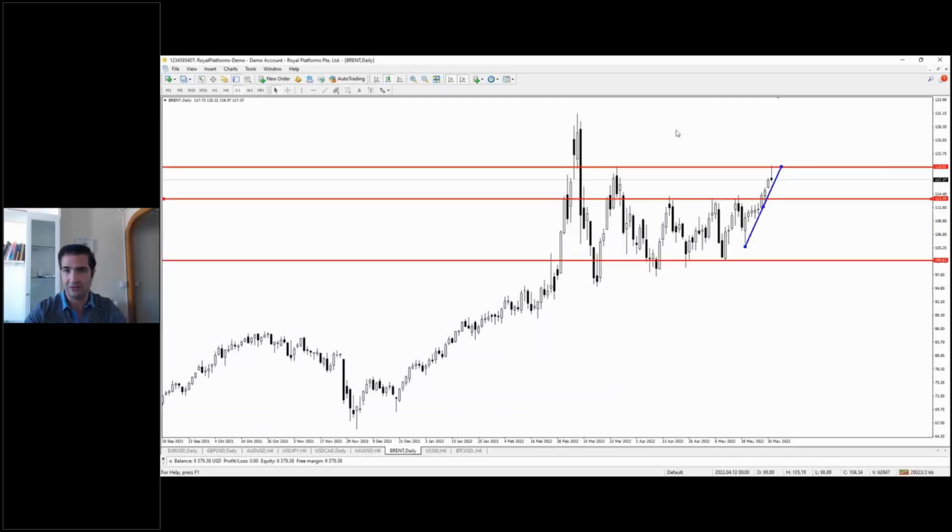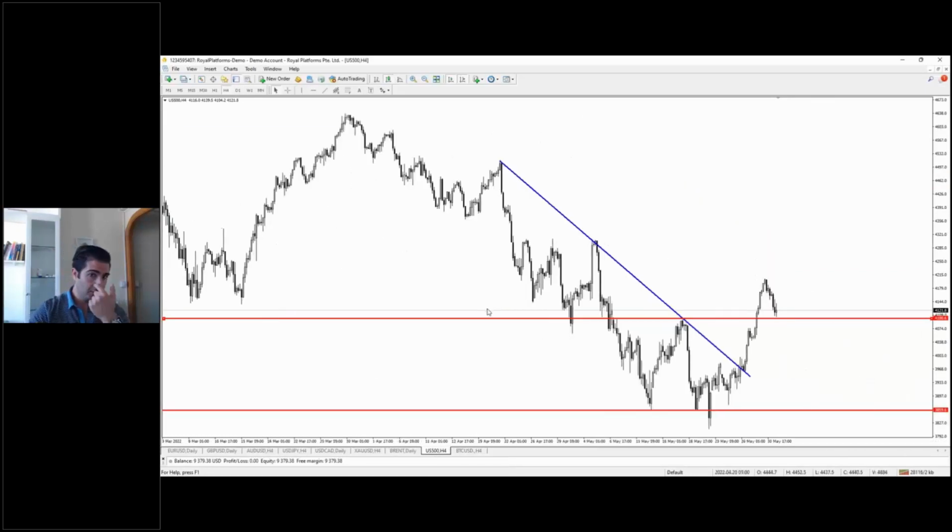So if I need to trade this, I will wait for a big bullish bar on the daily time frame above the 120. If it closed above the 120 with a big bodied bullish bar, then most probably the market could reach easily the 127 here or 128, let's say 128.50.